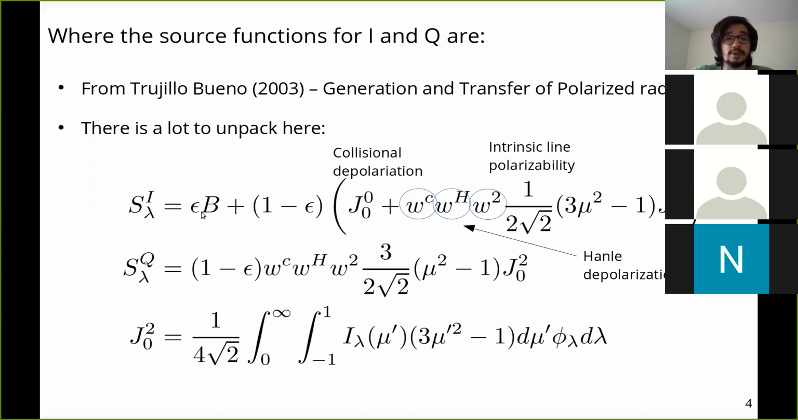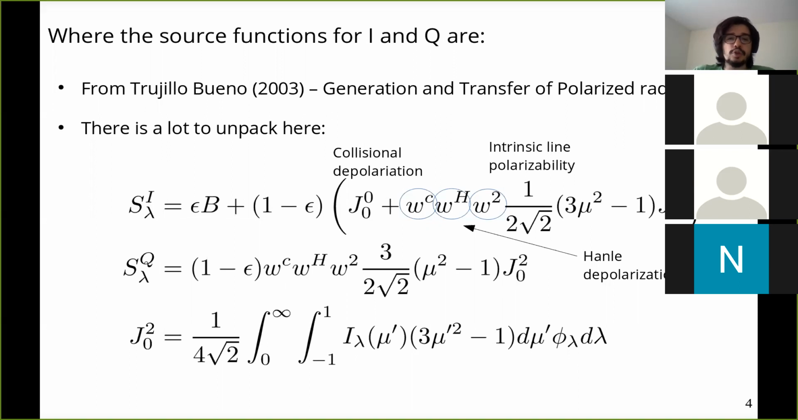We have this epsilon times B, and basically epsilon, you can understand it as what we usually call the photon destruction probability, which is the probability that the energy of the photon in the absorption process will be converted into thermal energy of the gas, right? Which basically means the probability of having true absorption. While obviously 1 minus epsilon is the probability of having a scattering event.